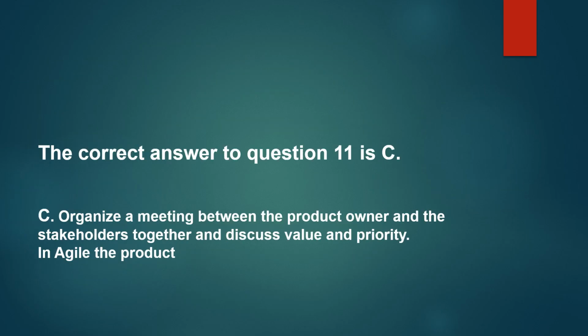Question number 11. The correct answer is C. Organize a meeting between the product owner and stakeholders together and discuss value and priority in agile projects.